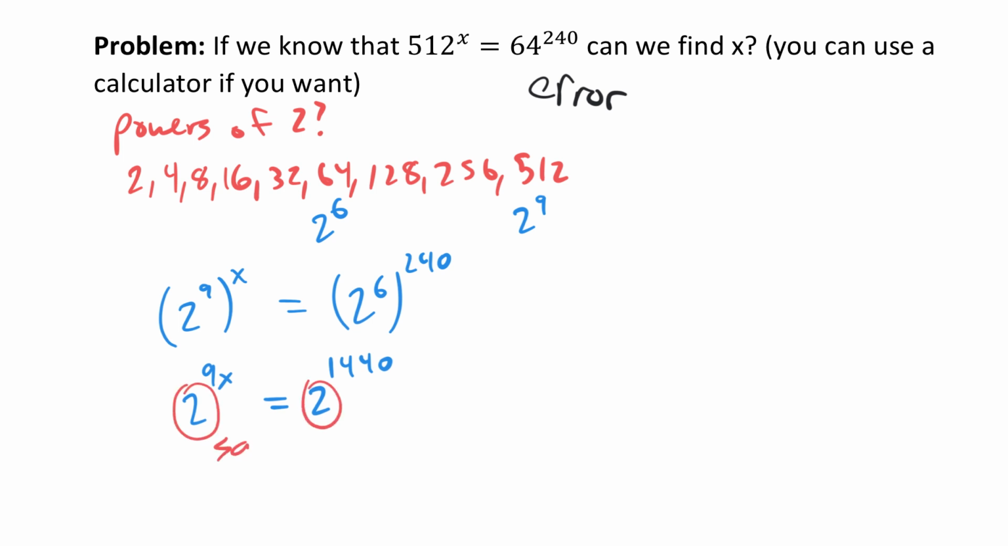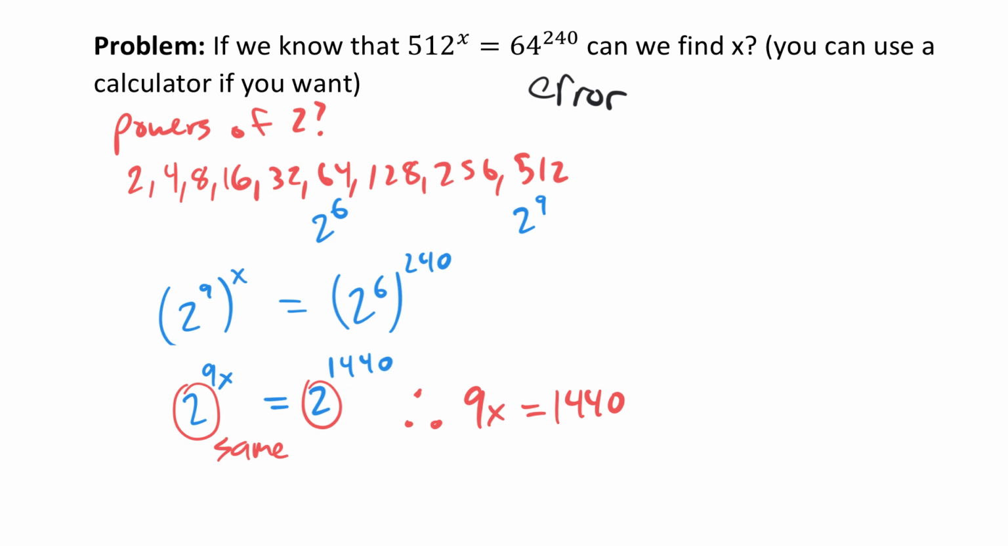And the thing is, if we have right here a 2 and a 2, if these are the same, there's only one way this could be true. It's only true that these two are equal if 9x is equal to 1440. In other words, if we have two exponentials, where we have a 2 to the something equals 2 to the something, the only way that could be true is if their somethings are the same.